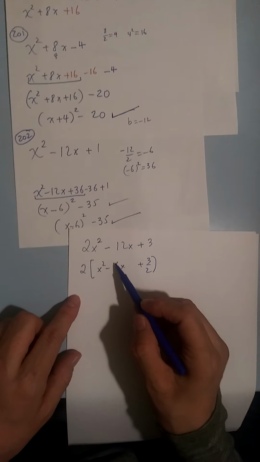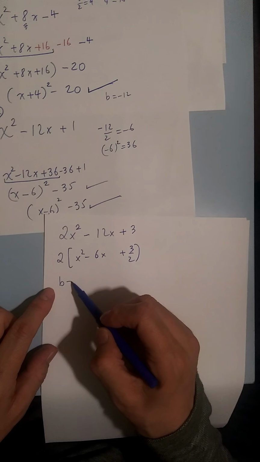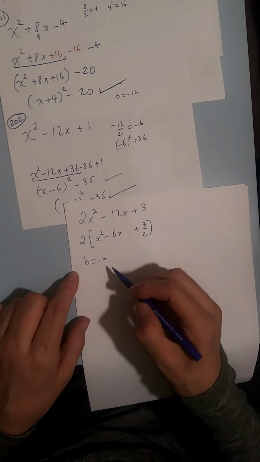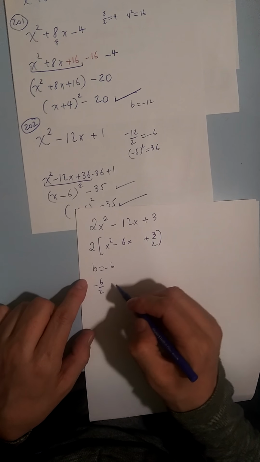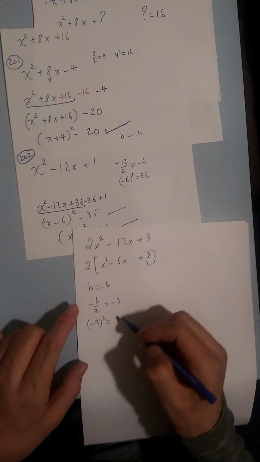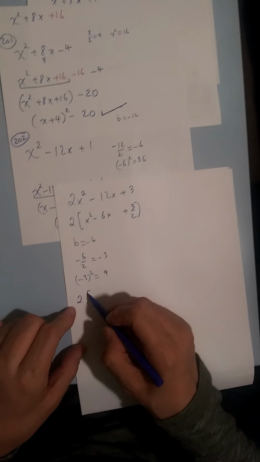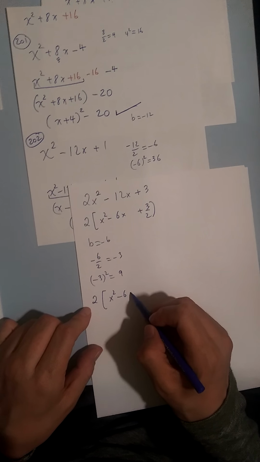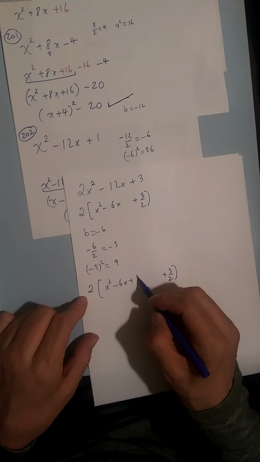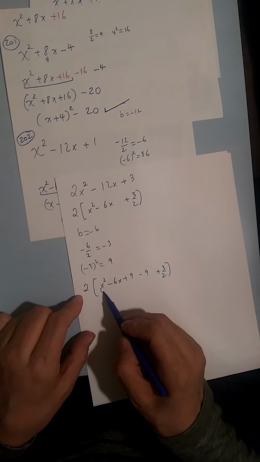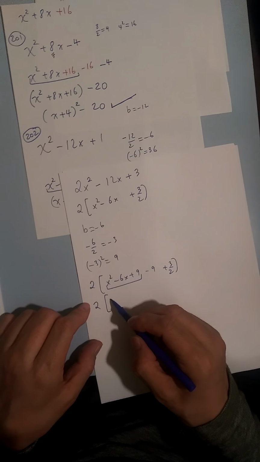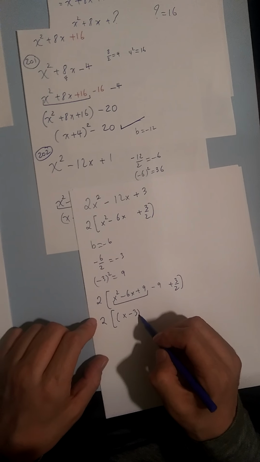So when you complete the square now, you work with negative 6. Your b is negative 6. And then you just follow the procedure. Divide by 2, so negative 6 over 2 is negative 3. Square negative 3, that's 9. So 2x squared minus 6x plus 3 halves, this is what we had. So I'm going to add 9 and subtract 9. This will be a perfect square. So 2, and this would be x minus 3 squared.